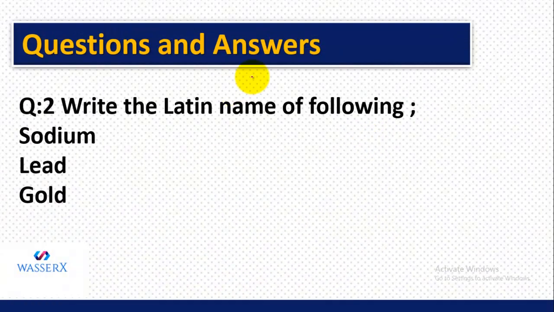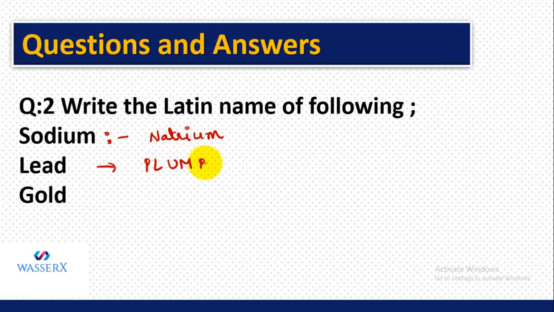The second question is, write the Latin name of the following. First we have sodium, second is lead, and third is gold. So the Latin name for sodium is natrium. For lead, it is plumbum. So you are going to write it like this, plumbum. And for gold, obviously it is aurum. So these are the Latin names for the following.